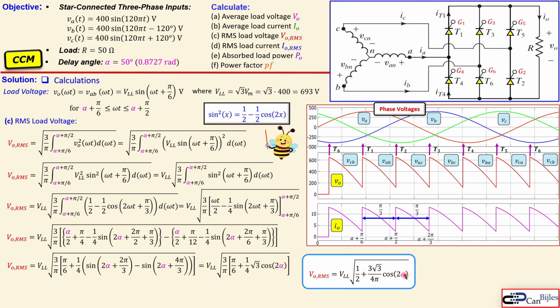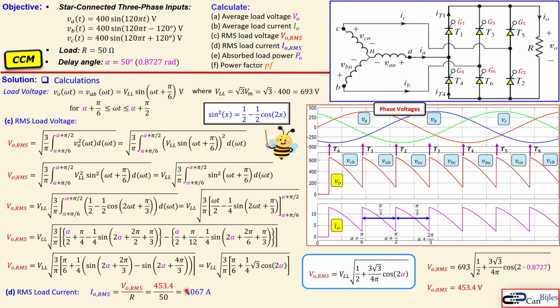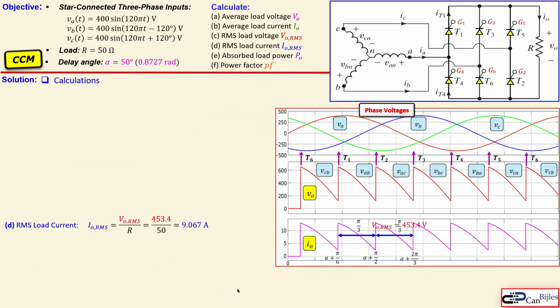Again, we need to calculate that using the delay angle alpha. So we will do that. We know the VLL, which is our line-to-line voltage, and that will result here in 453.4 volts. Now, question D is actually pretty simple because we know the RMS load voltage, so we can calculate the RMS load current by using Ohm's law again, and that will result here in 9.067 amps.